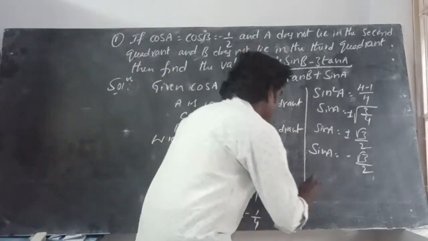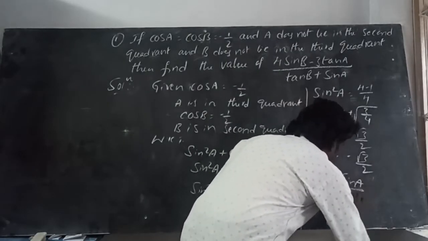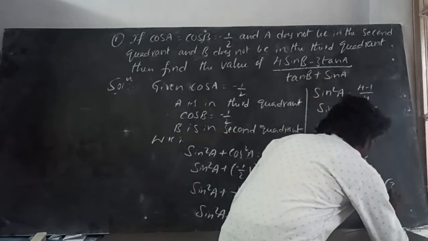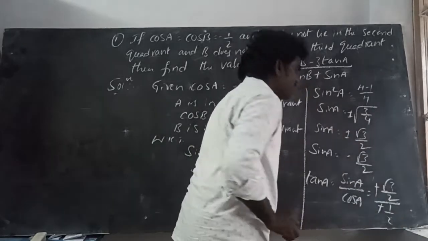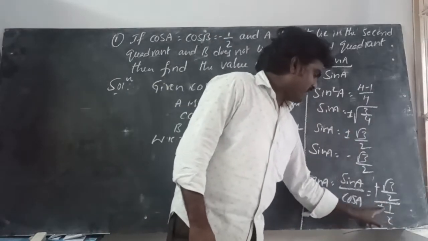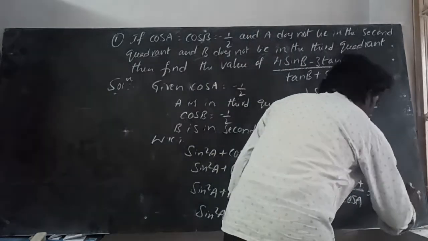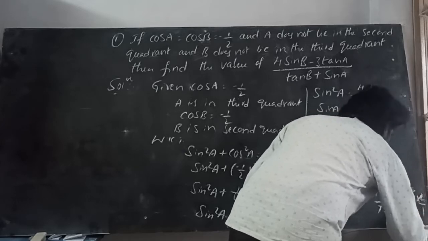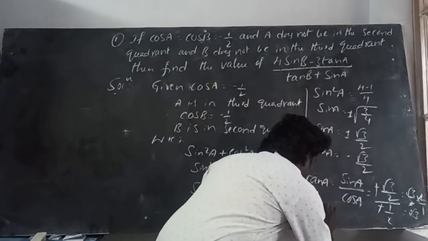From this we can find tan A. Tan A is what? Sin A by cos A. Sin A is minus root 3 by 2, cos A is minus 1 by 2. Minus minus cancel. The denominator fraction 1 by 2 becomes reciprocal. So root 3 by 2 into 2 by 1. 2 cancels, that is root 3. So the tan A is equal to root 3.